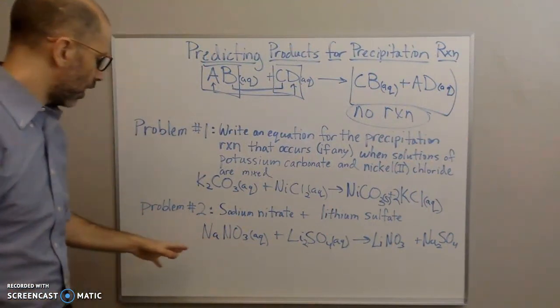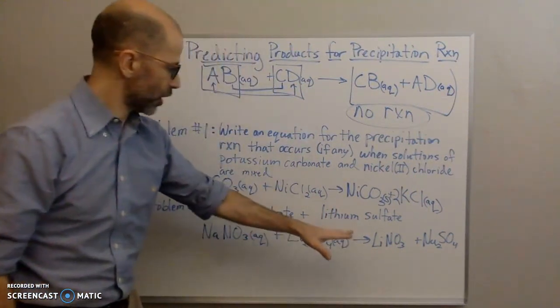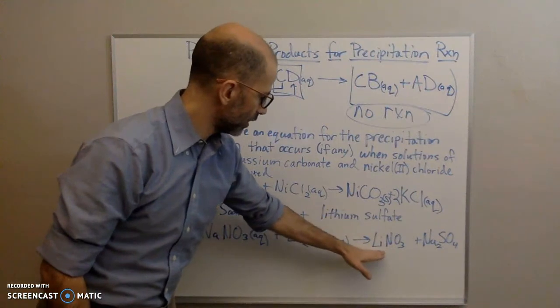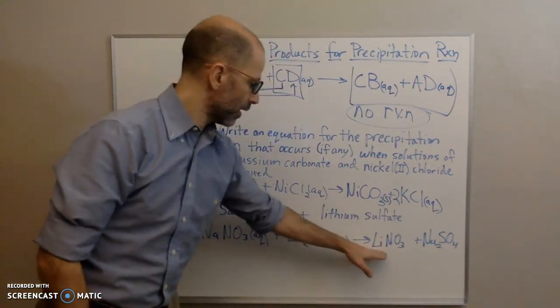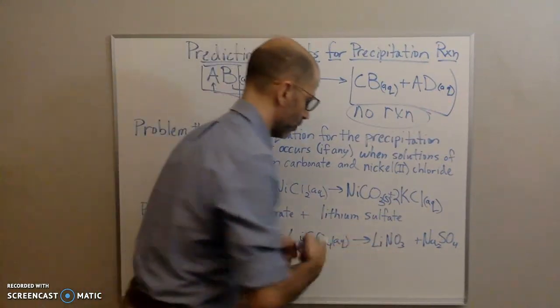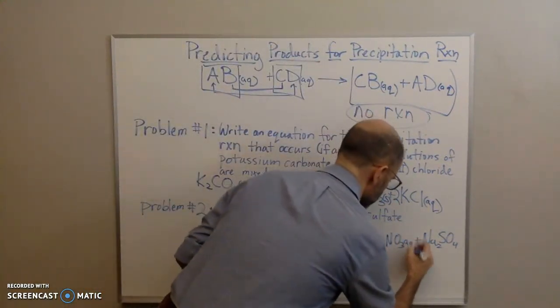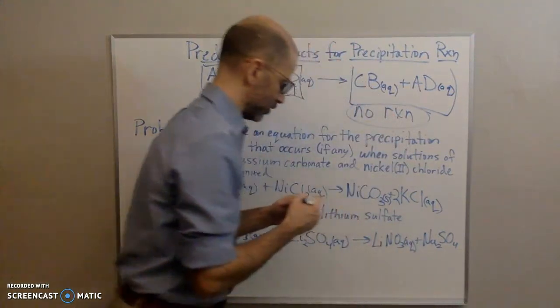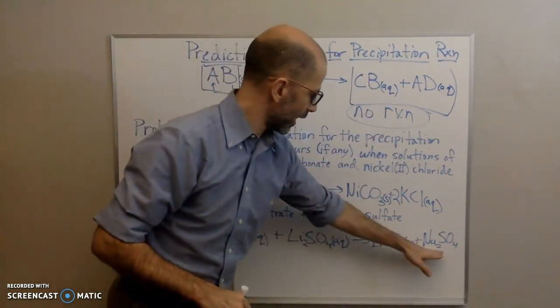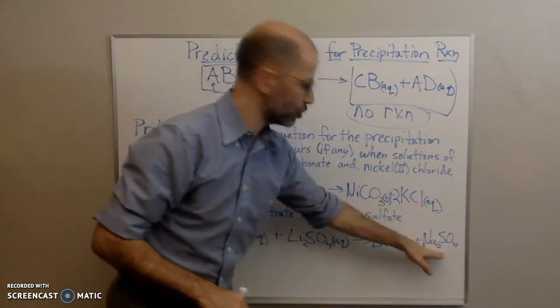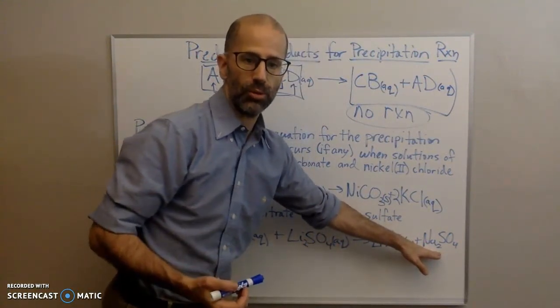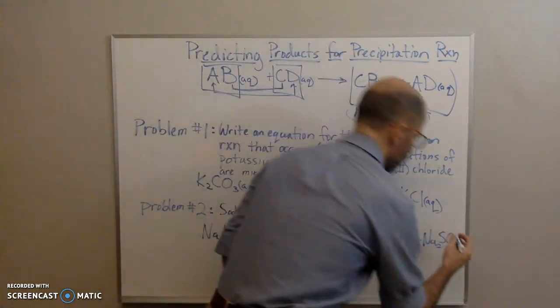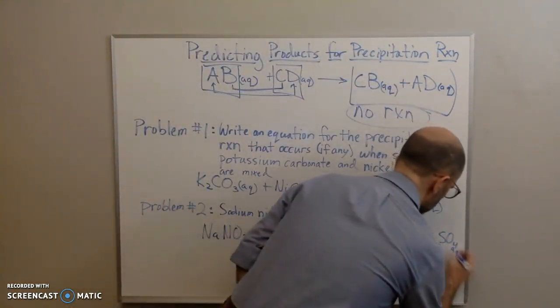So I look at my solubility chart and I see, okay, lithium nitrate, nitrates are always soluble. So this is going to be aqueous. There are no exceptions to nitrates. Nitrates are always soluble. And I got sodium sulfate. Sodium is always soluble, so this is aqueous.